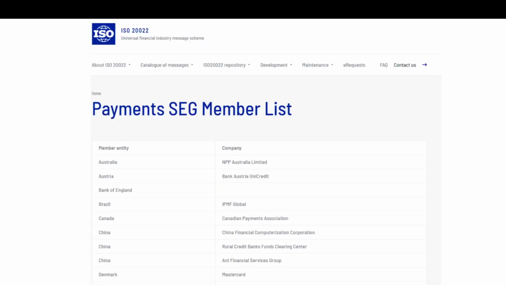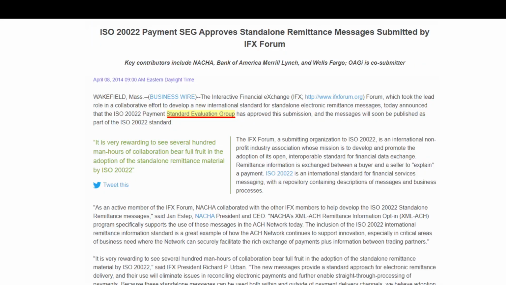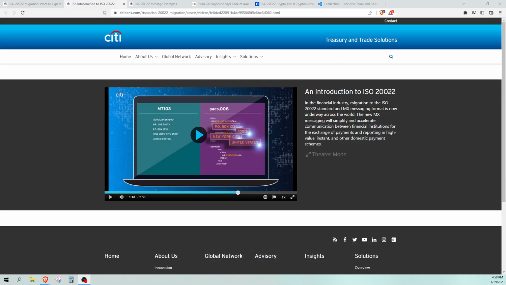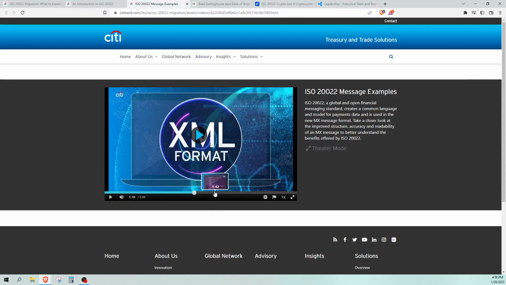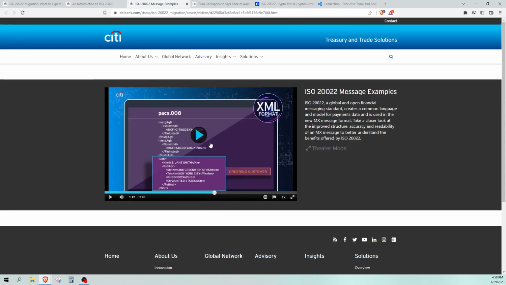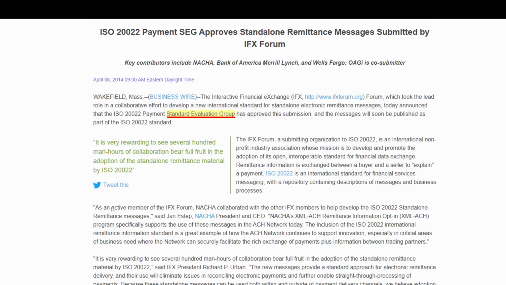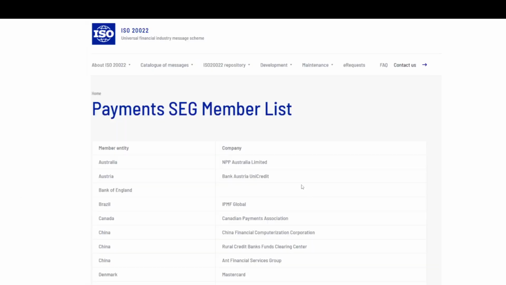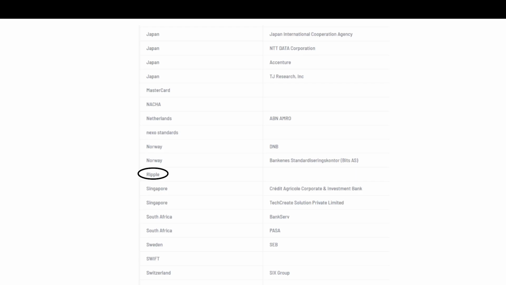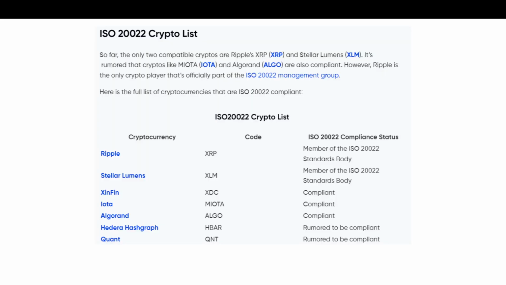Now, payment SEG. What is SEG? It's a standard evaluation group. So they're the ones that are basically going to the banks and talking to the banks about all of these messaging formats, about what's coding, what again, I'm not even going to try to explain it because I'm not even that clear. But in the SEG members list, you see people like Ripple, right, nestled between Japan, Singapore, even MasterCard. Okay, so it's a big deal.